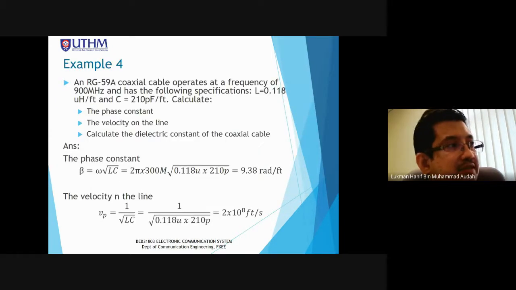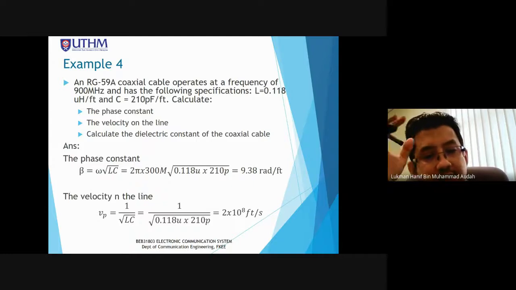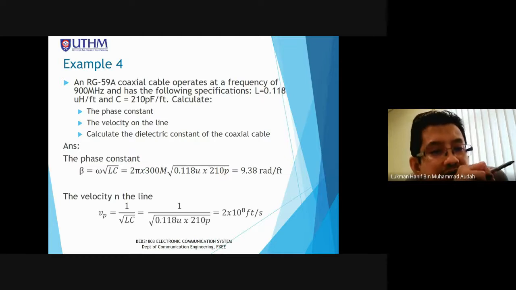Ini example yang saya nak tunjukkan, berkenaan dengan phase constant, velocity and also the dielectric constant. Okay, and if you see from this example, ini lebih kurang yang pernah keluar dalam final exam sebelum ini. Pernah ditanya soalan lebih kurang seperti ini, yang mana ini berkenaan dengan coaxial cable operates at a frequency of 900 MHz.